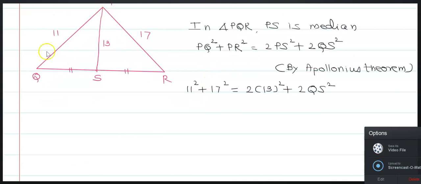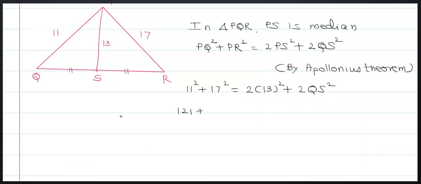Now in triangle PQR, PQ square plus PR square is equal to 2 times PS square plus 2 times QS square. The length of PQ is 11 square, the length of PR is 17 square, the length of PS is 13, therefore 2 times 13 square plus 2 times QS square. Now we'll substitute and calculate it.